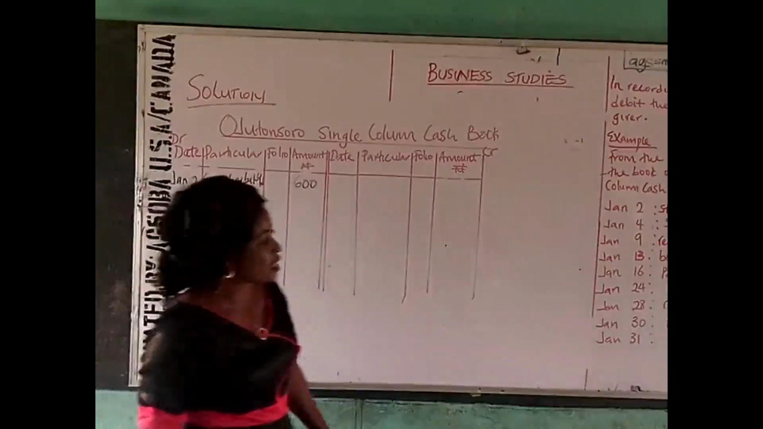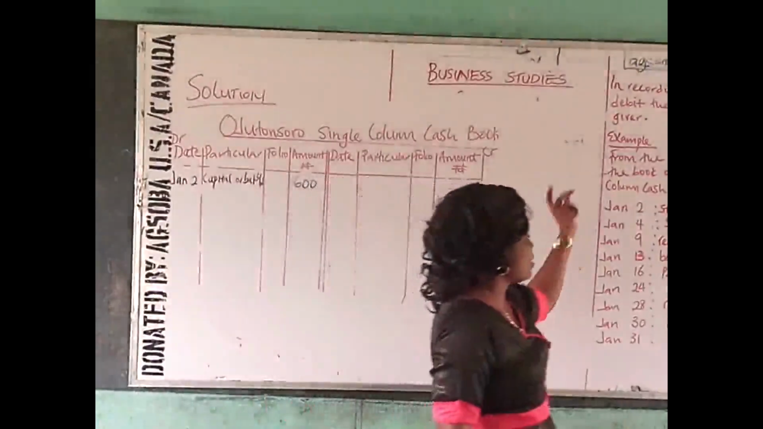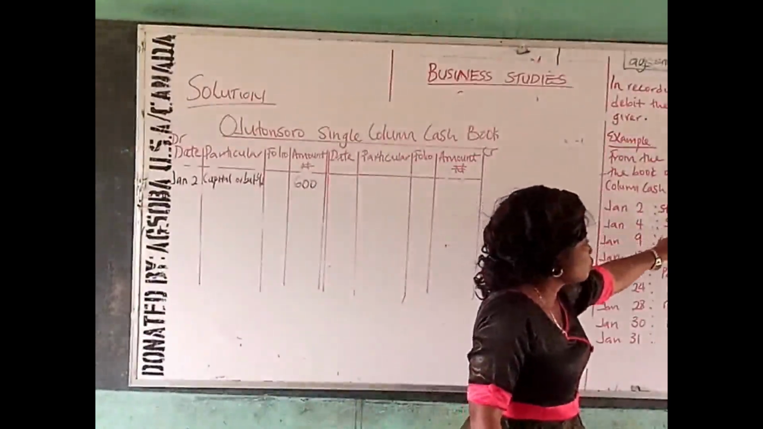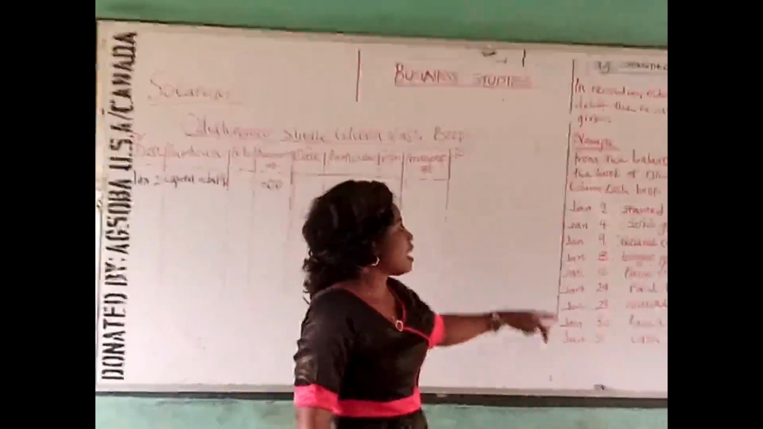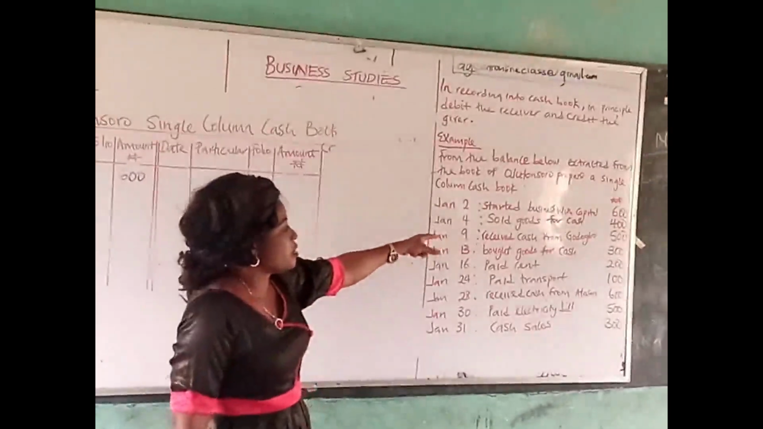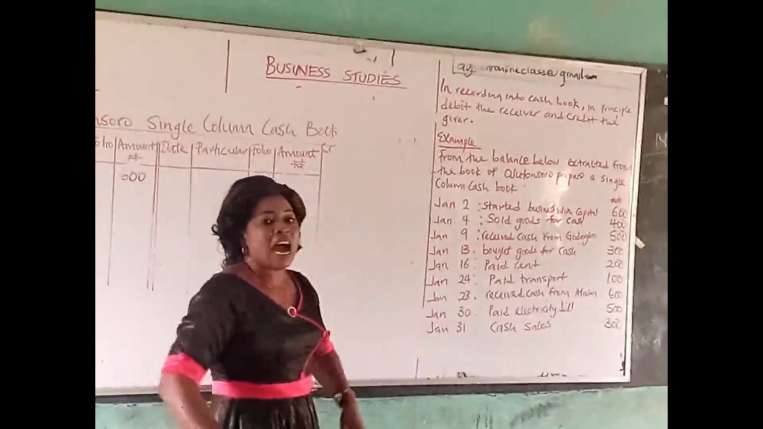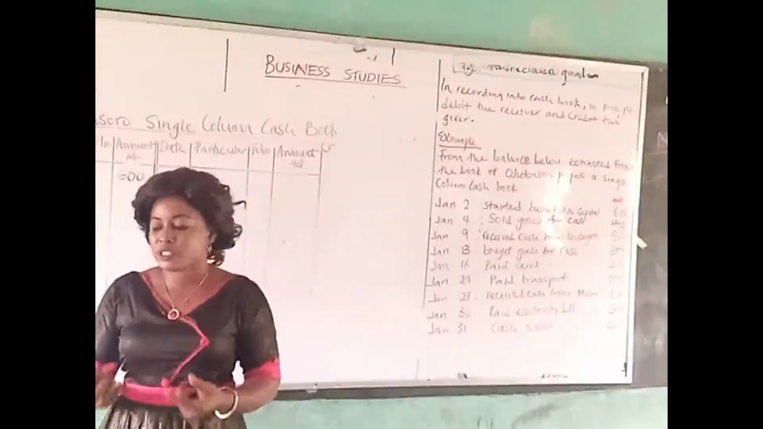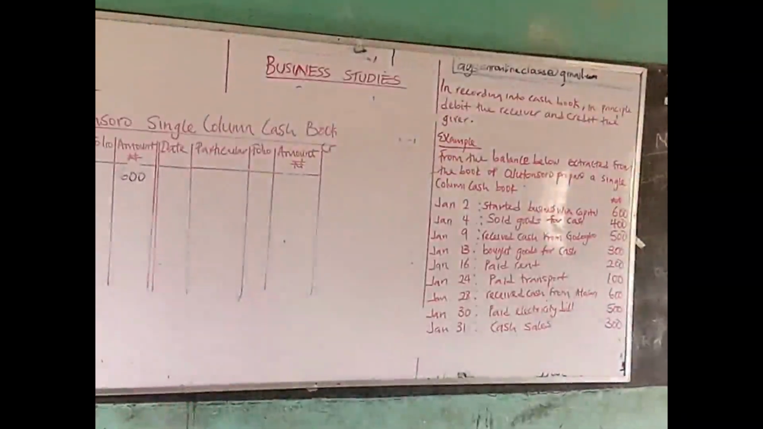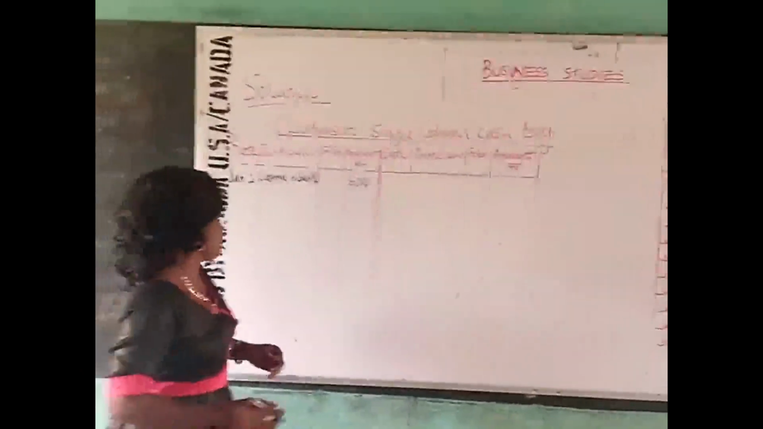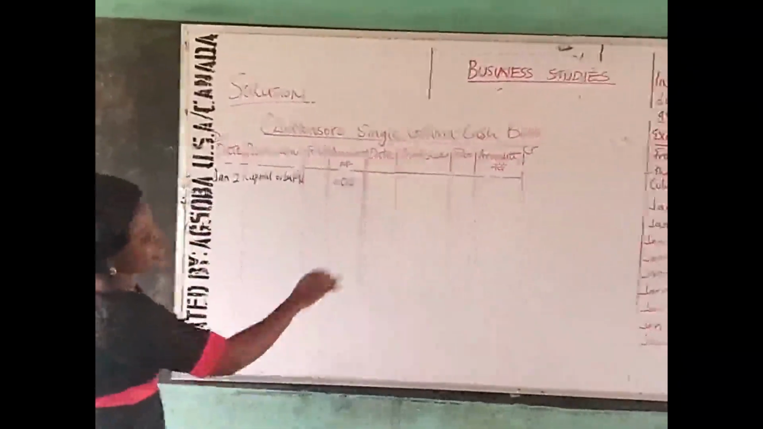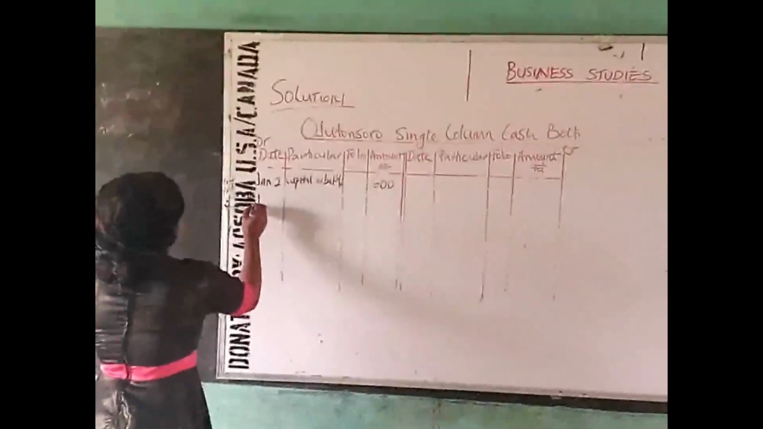Then we move to the next one, which is January 4. Sold goods for cash, 400 naira. You sold the goods and you received your money immediately, 400 naira. And I'm sure you will know if you receive that money or you give the money out. So I can hear some of you are saying that you received the money. Fine. Then you will now write January 4.